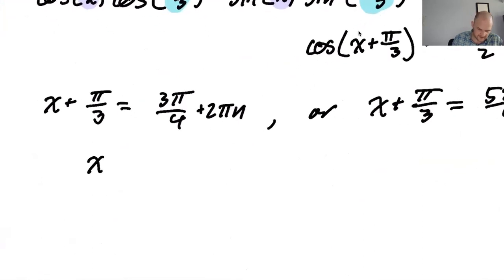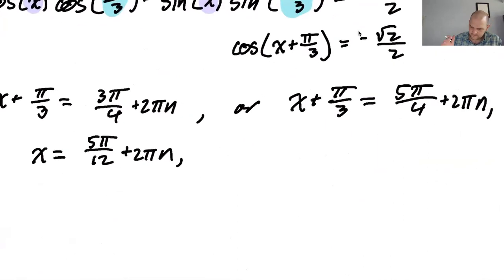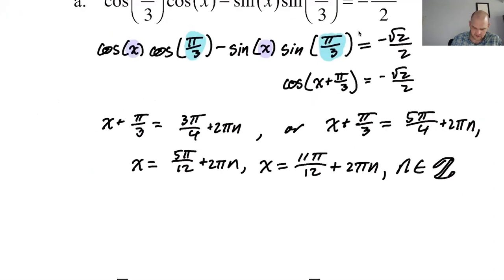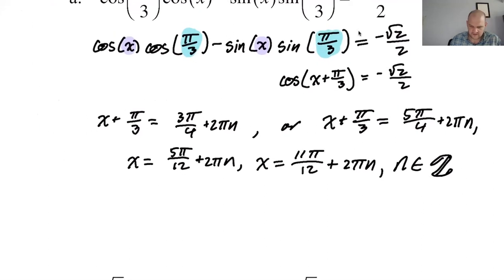So x equals 9 pi over 12 minus 4 pi over 12 is 5 pi over 12 plus 2 pi n. And then it's 15 pi over 12 minus 4 pi over 12 is 11 pi over 12 plus 2 pi n. And then n is an element of the integers. So I believe that this is our solution.